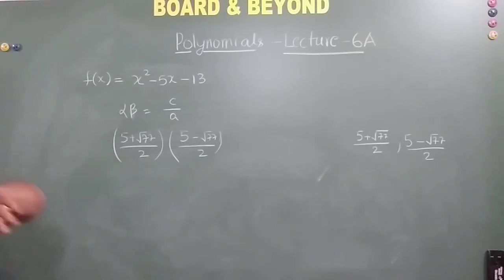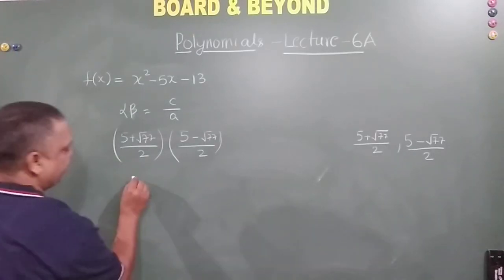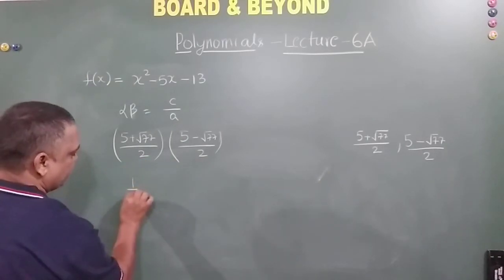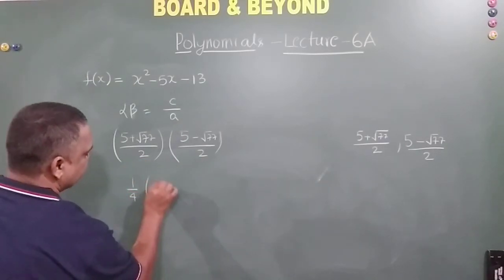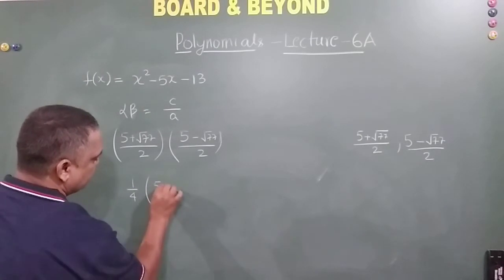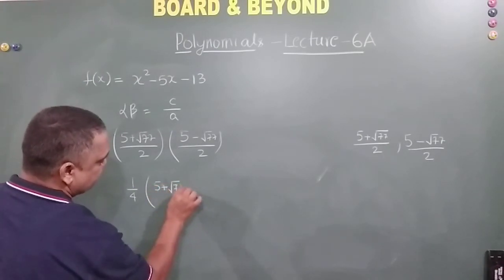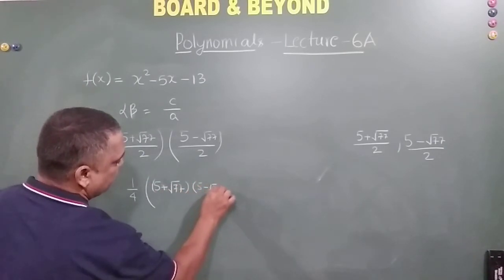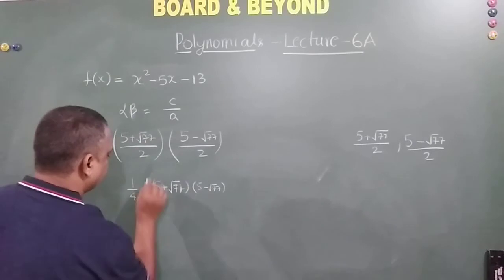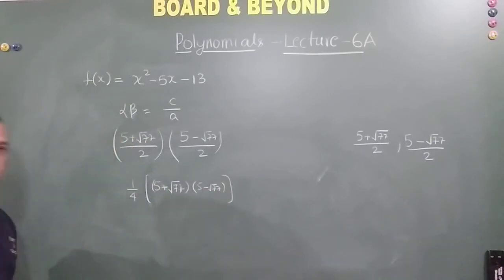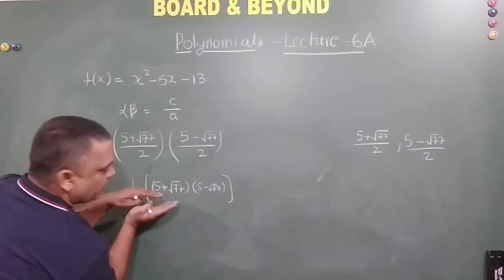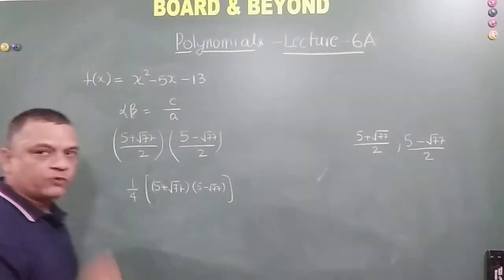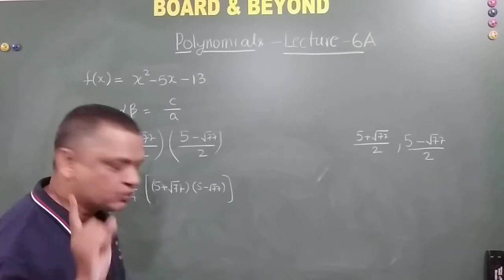So when we multiply this, what I am going to do here, my friends, is that 2 into 2 is 4, so I am going to take 1 by 4 common here. This leaves me with 5 plus root 77 into 5 minus root 77. Now please pay attention here, my friends. This is of the form a plus b into a minus b, right? What is it? A square minus b square.